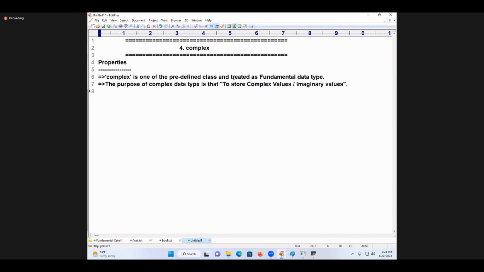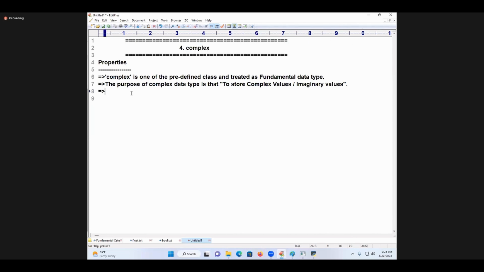How do you get the complex values and all? We are going to discuss it in great detail in the classroom. Right now, don't worry about it. So we are talking about properties here. Complex is which data type? A predefined class, treated as a fundamental data type. The purpose of the complex data type is to store complex values or imaginary values.